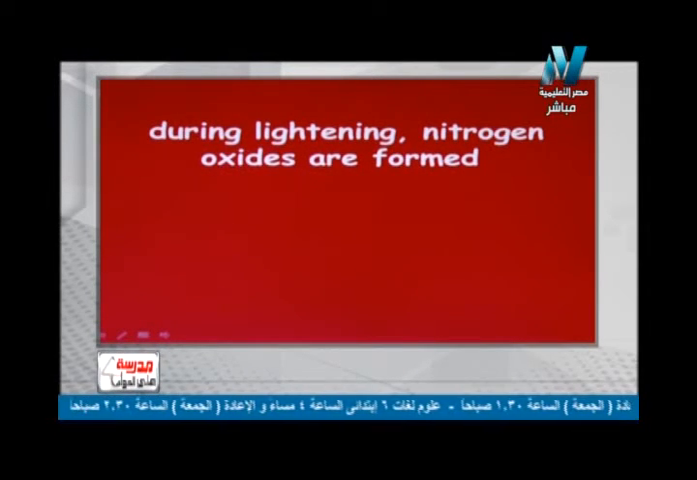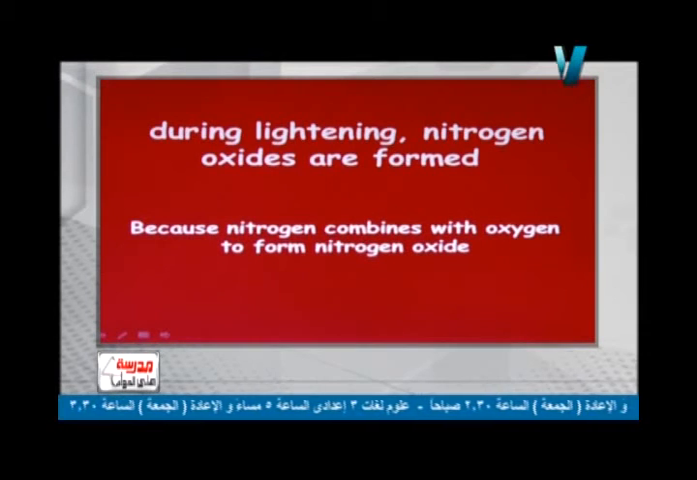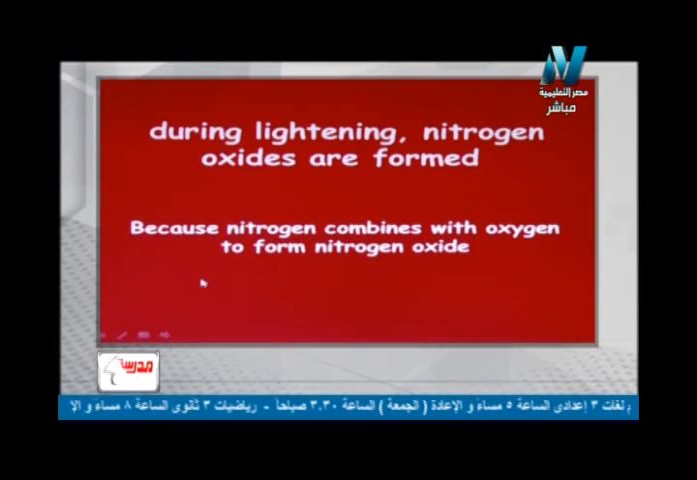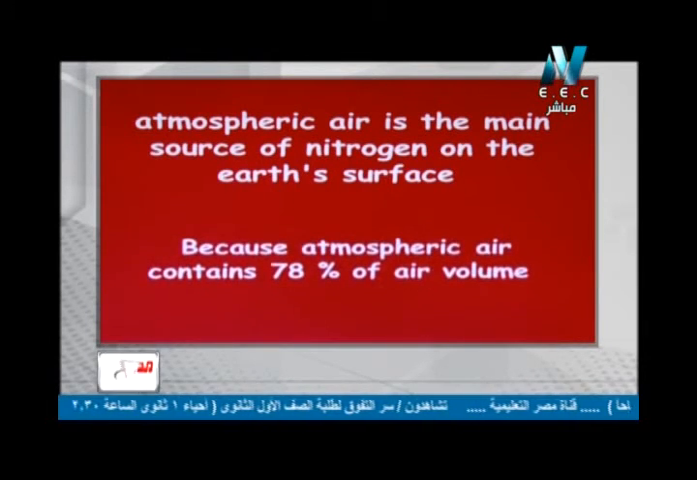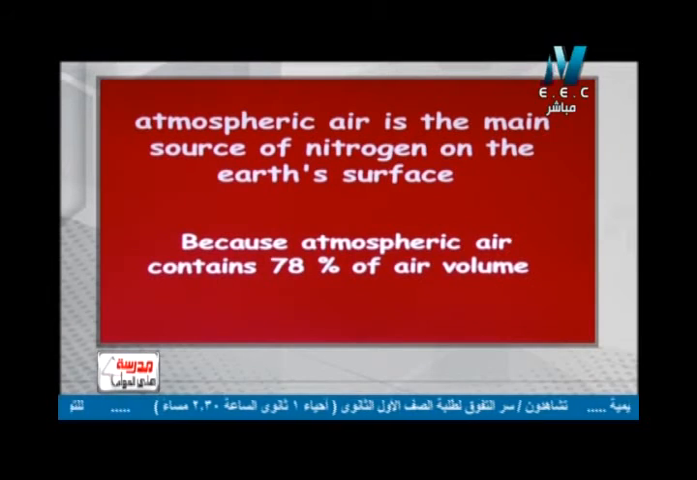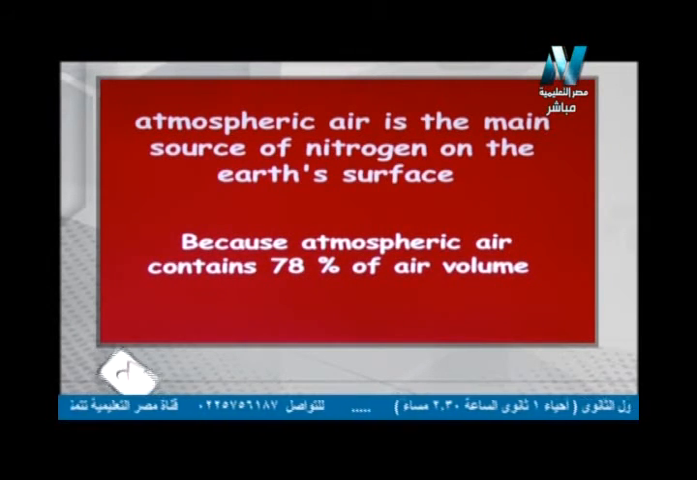During lightning nitrogen oxides are formed، اللي بيتكون أثناء اللايتنينج أو أثناء البرق، because nitrogen combines with oxygen to form nitrogen oxide. بيتفاعل النيتروجين مع الأكسجين وبيكون gas خطر جدا ودينجرس جدا وهارمفول جدا بنسميه نيتروجين أوكسيد. Atmospheric air is the main source of nitrogen on the Earth's surface because atmospheric air contains 78% of the air volume، تقريبا 4/5 حجم الهواء نيتروجين.